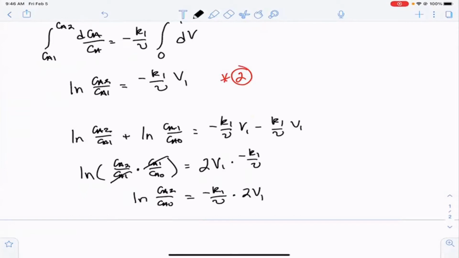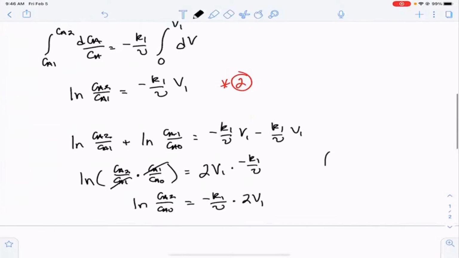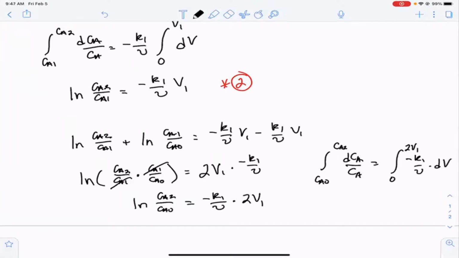Now, what does this actually mean? Well, if you look at this, this would be identical to if we had just integrated from CA0 to CA2 of dCA over CA, and that would have been equal to the integral from 0 to 2V1 of minus K1 over the volumetric flow rate dV. So unlike a CSTR, in a plug flow reactor, it doesn't actually help us to break things up into multiple reactors in series most of the time. You certainly wouldn't do it to boost conversion.